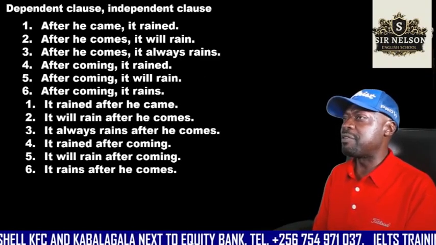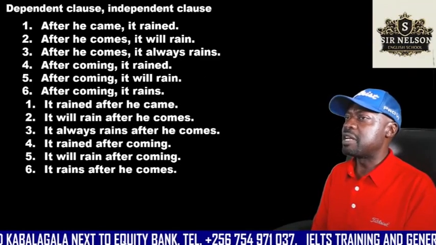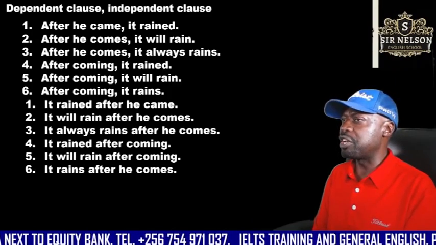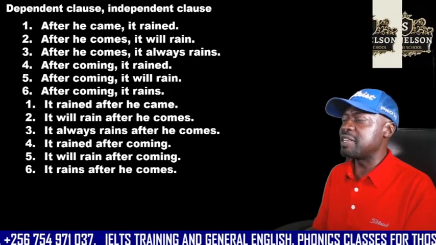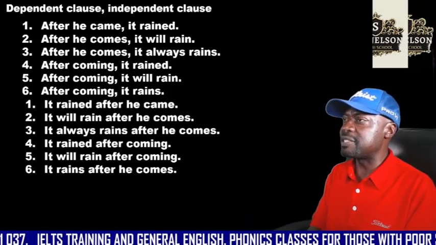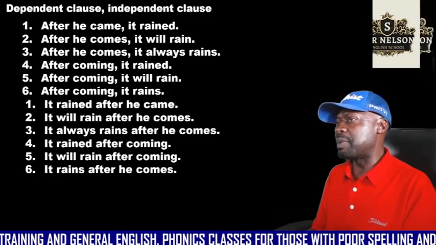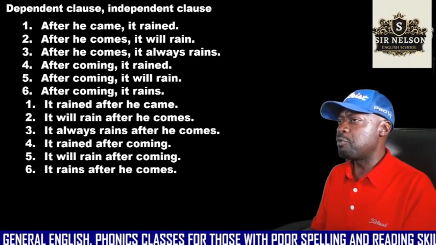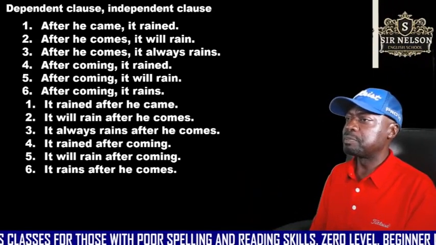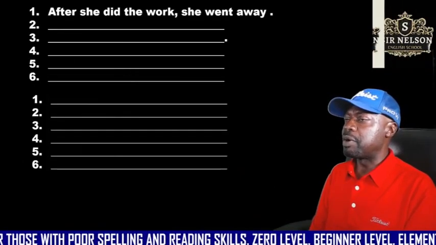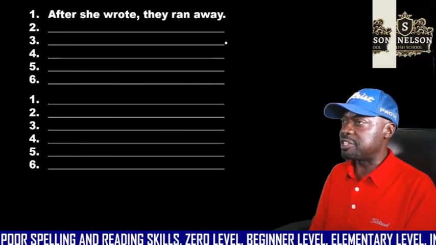For example, after he came, it rained. Number two, after he comes, it will rain. After he comes, it always rains. There is a difference in the tenses. If you use the past simple, use past simple on the other side too. Present simple, future. We also have present simple, present simple. Practice.